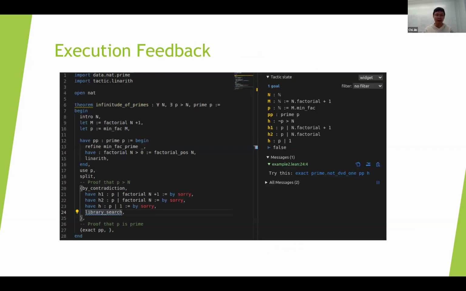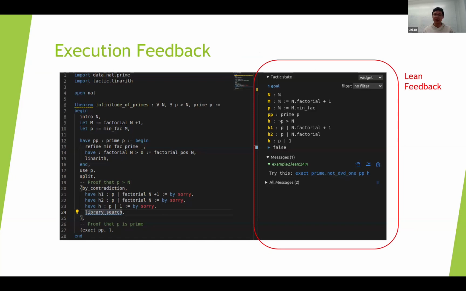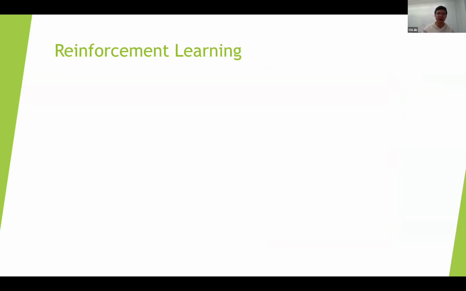The other thing we haven't used so far is so-called execution feedback. So far, we're just generating the whole proof and then we train on the proof. But Lean is an interactive proof assistant, so it will actually provide you a lot of feedback, not just compilation errors, but it also tells you which step might be wrong. And as I said earlier, you can type in some command like library search, and it's able to suggest some tactics which might be able to solve the problems. The other direction I think is very exciting is how we're going to incorporate that execution feedback into our system to further boost the performance.